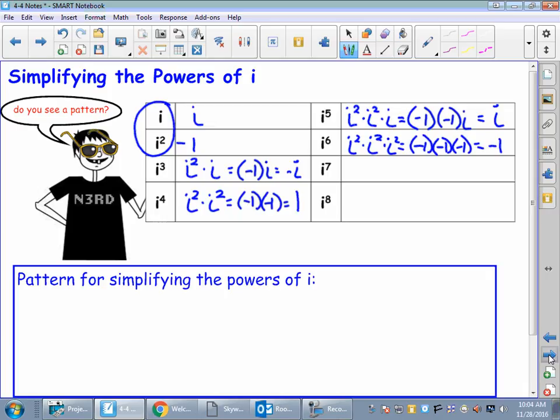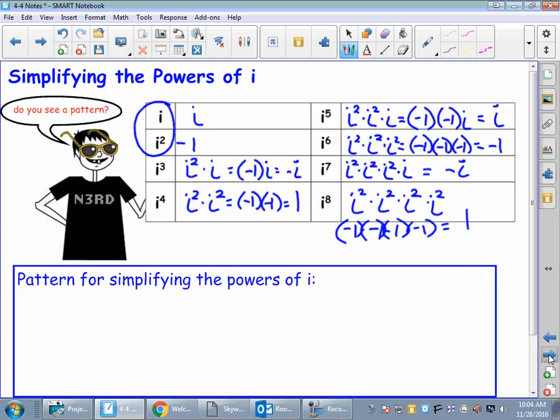i to the 7th would be just one more i from that. So if I had i to the 6th, negative 1, plus one more i, instead of getting negative 1, this is going to simplify to negative i. And i to the 8th would be 2, 4, 6, 8, because you add the exponents, and so that's a negative 1 times a negative 1 times a negative 1 times a negative 1. And since there's an even amount of negatives, I'm only going to be left with 1.